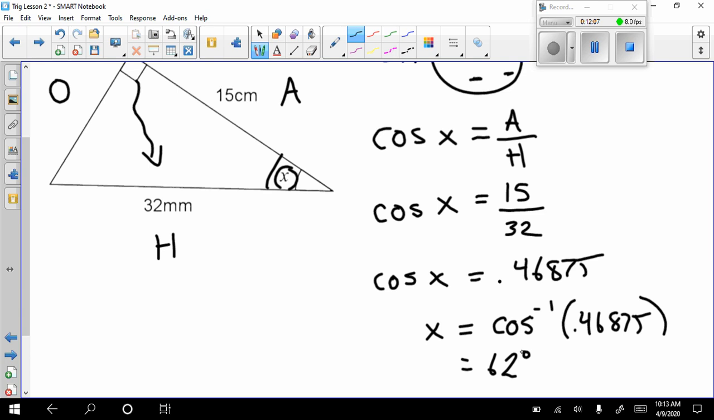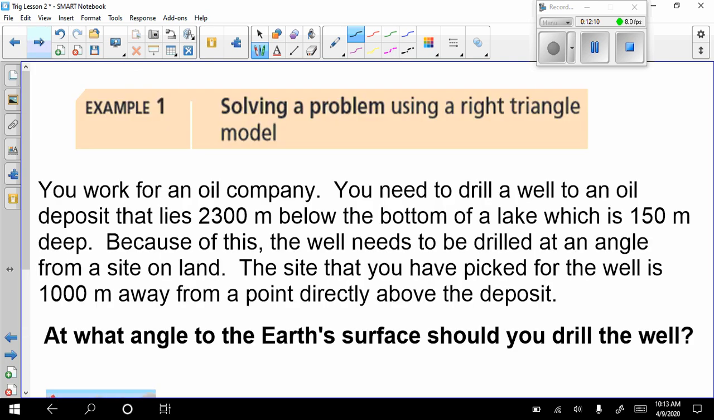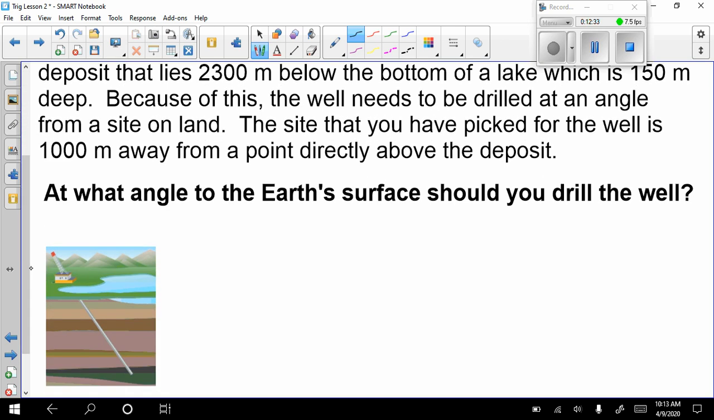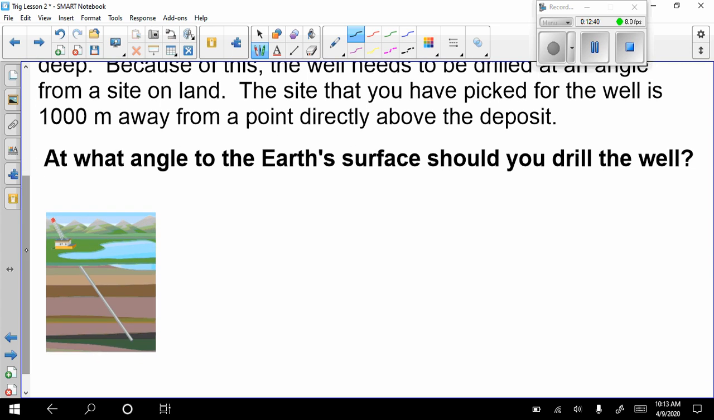So you've now tried it. Well, let's try a couple of application questions here. Okay, because part of your homework is going to be to do an application question. So this one says, you work for an oil company, you need to drill a well to an oil deposit that lies 2,300 meters below the bottom of a lake, which is 150 meters deep. Because of this, the well needs to be drilled at an angle from a site on the land, and the site that you have picked for the well is 1,000 meters away from a point directly above the deposit. Okay, so what angle do you need to drill at?